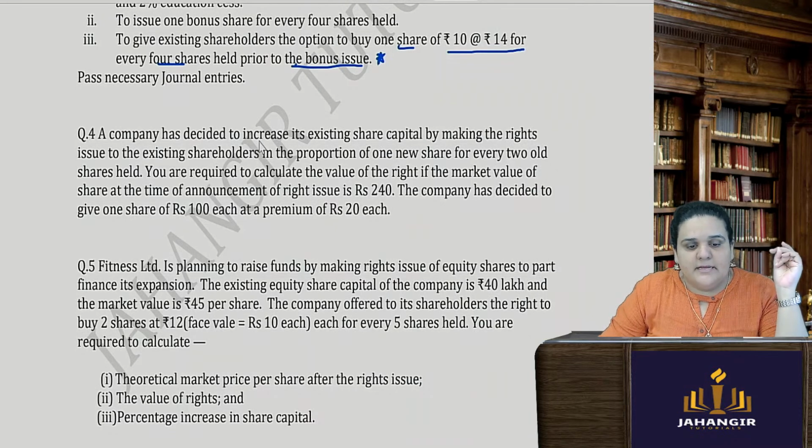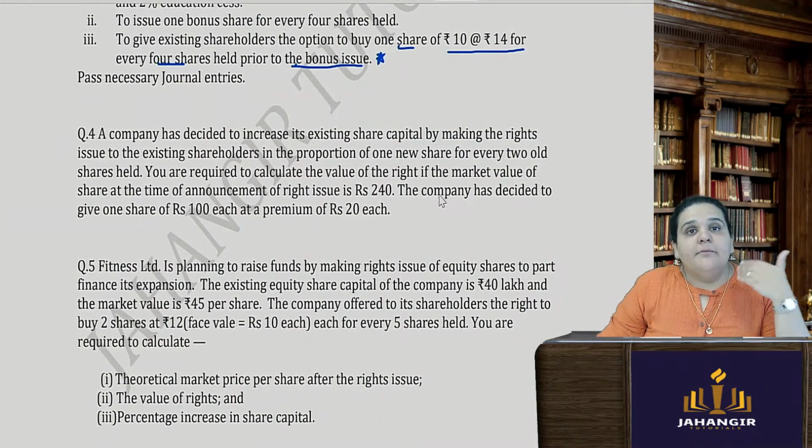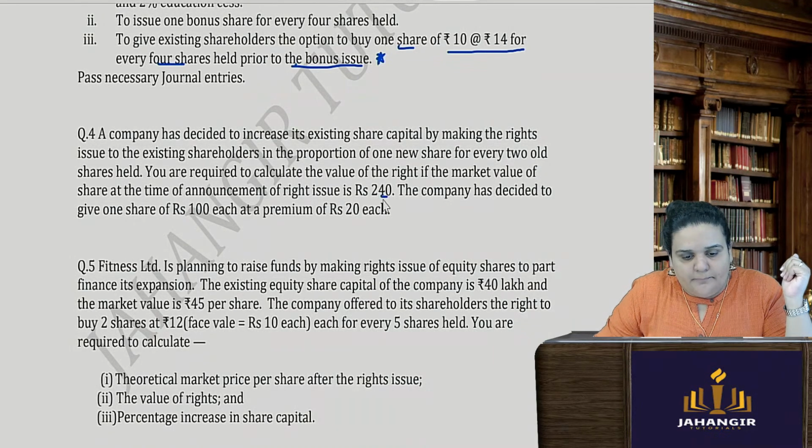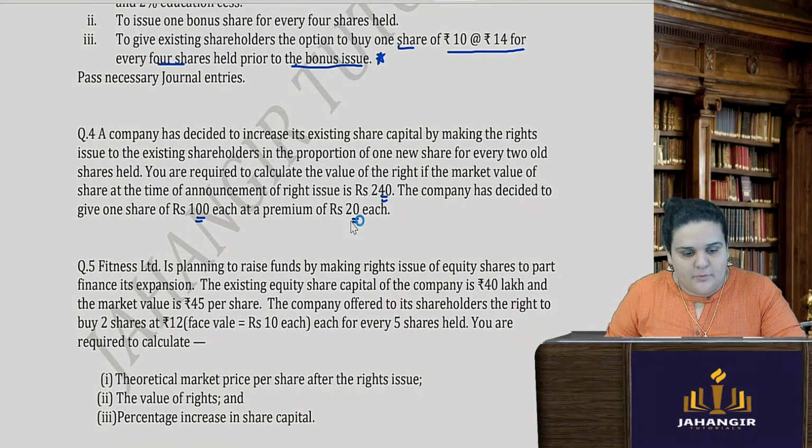A company has decided to increase its existing share capital by making a right issue to the existing shareholders in the proportion of 1 new share for every 2 shares held. You are required to calculate the value of the right if the market value of the share at the time of announcement of the right is 240. The company has decided to give this one share of rupees 100 each at a premium of rupees 120. So they are going to collect 120 rupees from the shareholders.